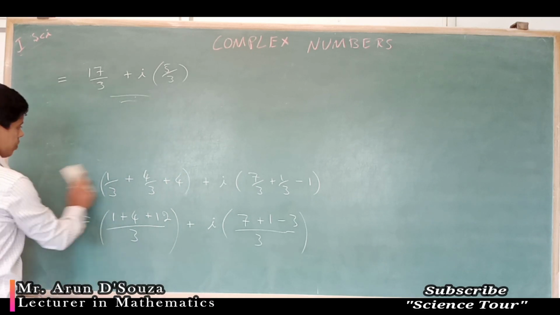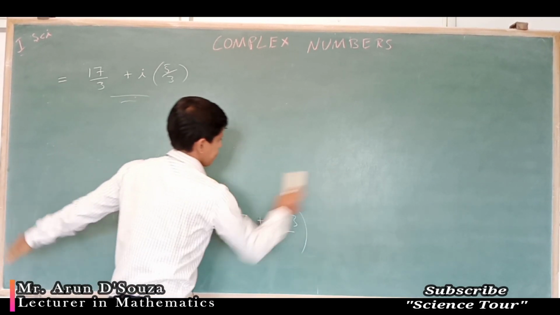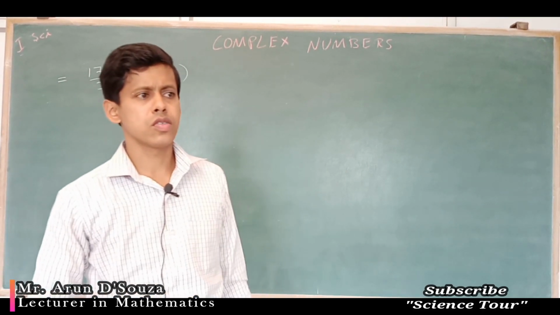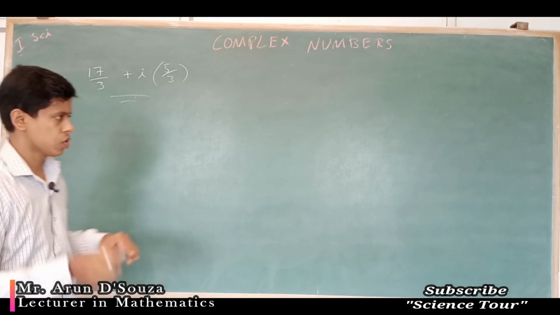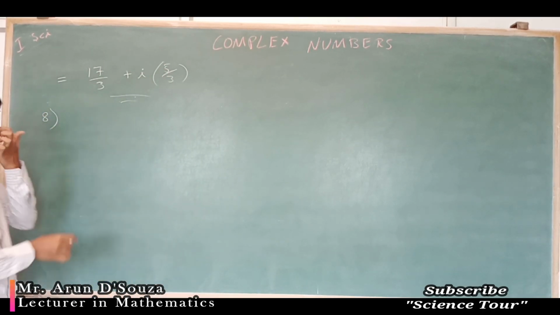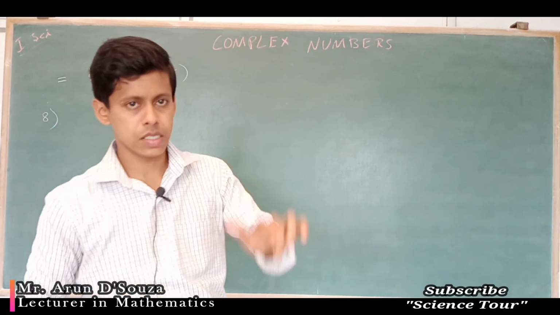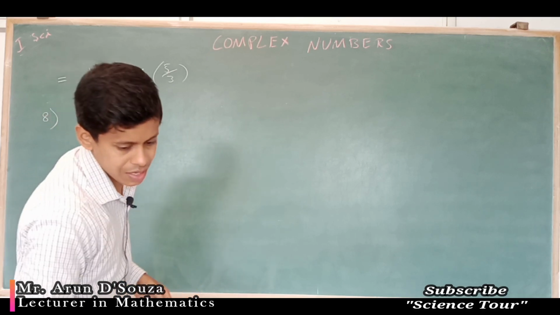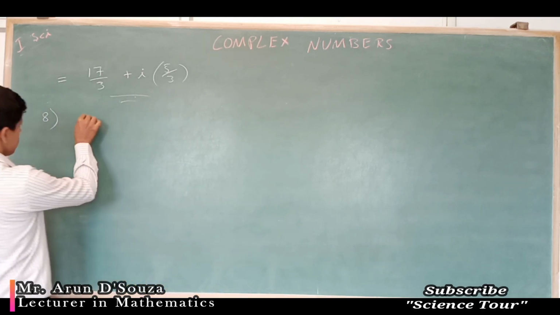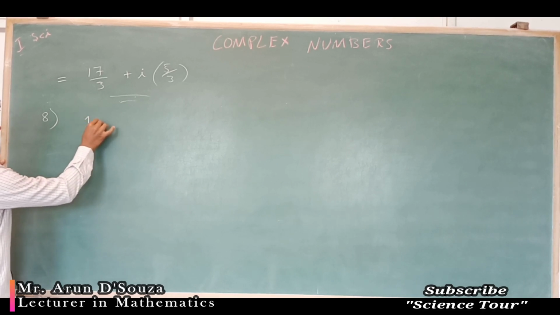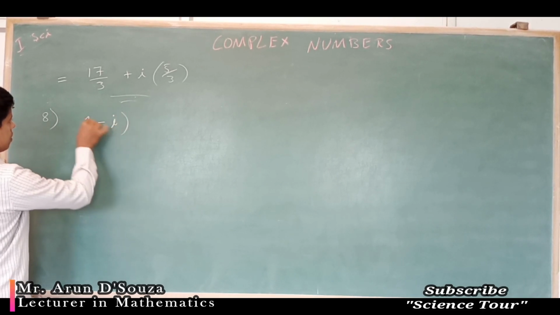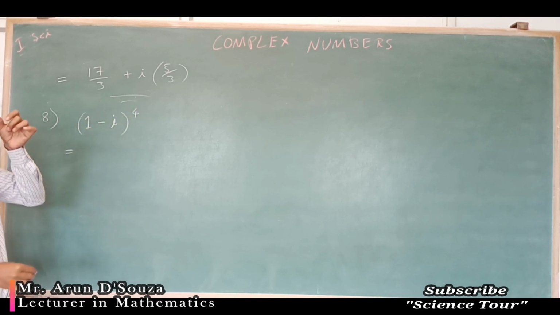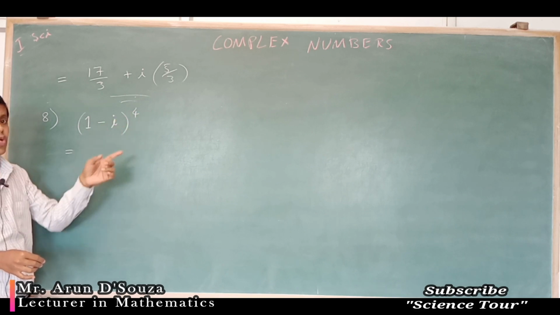Now the next one, question number 8. These are all silly questions, you can solve them very quickly. Question number 8: you have to express the given thing in the form of a plus ib. So (1 minus i) to the power 4 is the question. Now what will you do? You have the power 4.